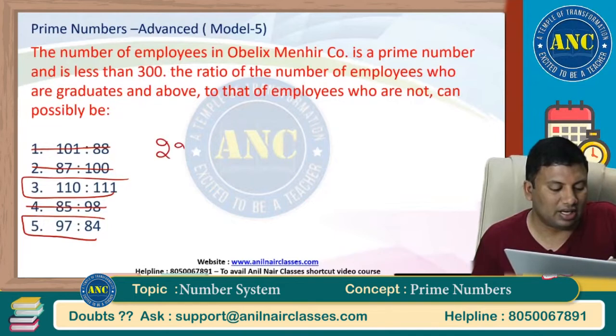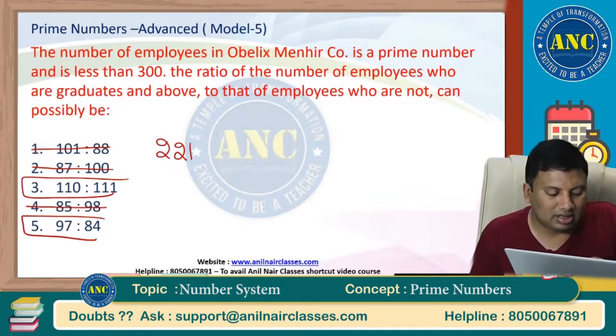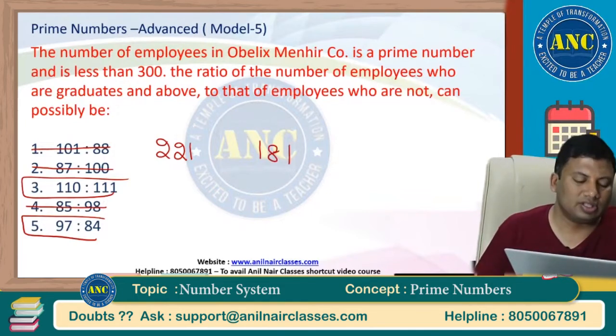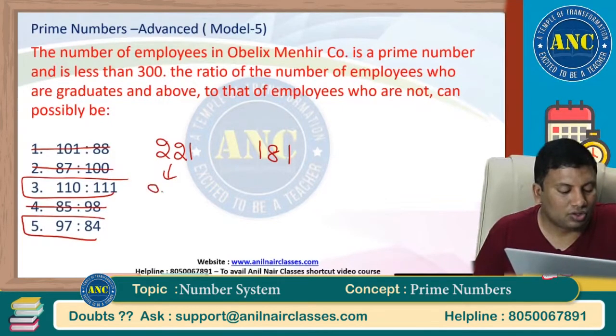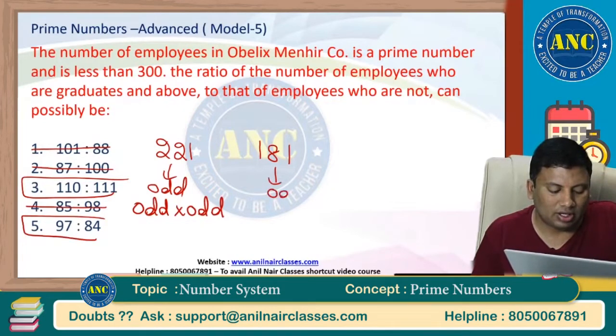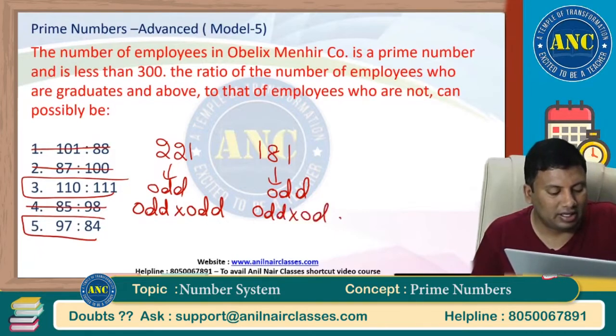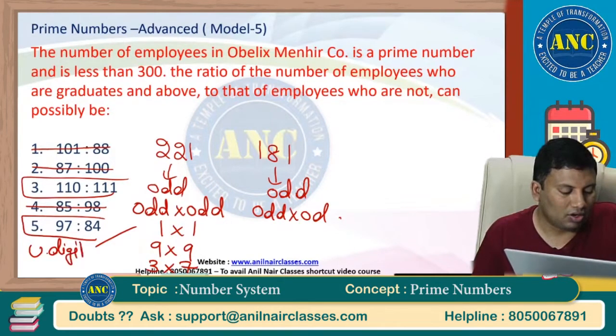Let us see if there is any number that is possible. It is 221 and the other is 181. Suppose this is 221. 221 is an odd number. I am just cross checking if there is any other possibility. Odd into odd is an odd number. Let us see if there is any possibility. 1 into 1 is 1. Next one, 9 into 9 is 1. Next one, 3 into 7 is 1. These are all the unit digits.